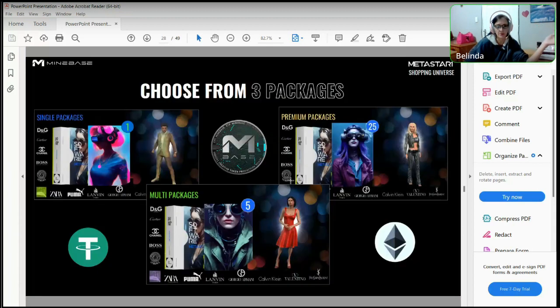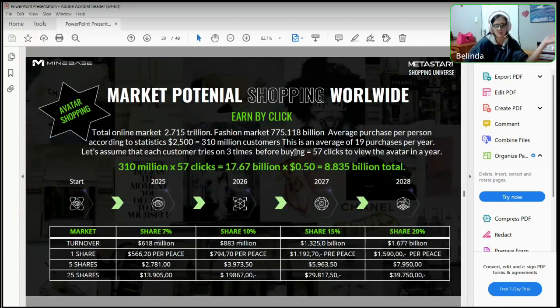So you've got three different packages that you can buy. Not really packages, but three different amounts of shares. Okay, so one share is $200. 5 shares is, where is it now? Let me see. It's slightly cheaper, and then obviously you can buy 25 shares.